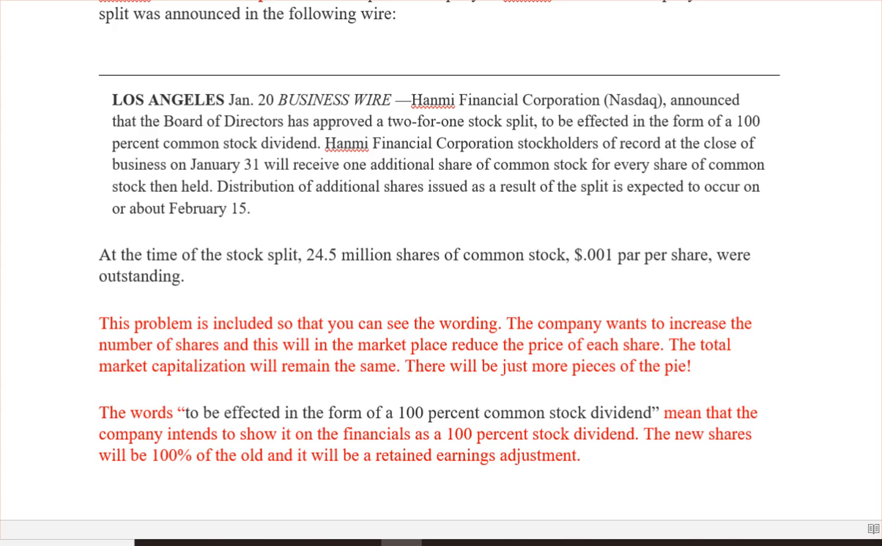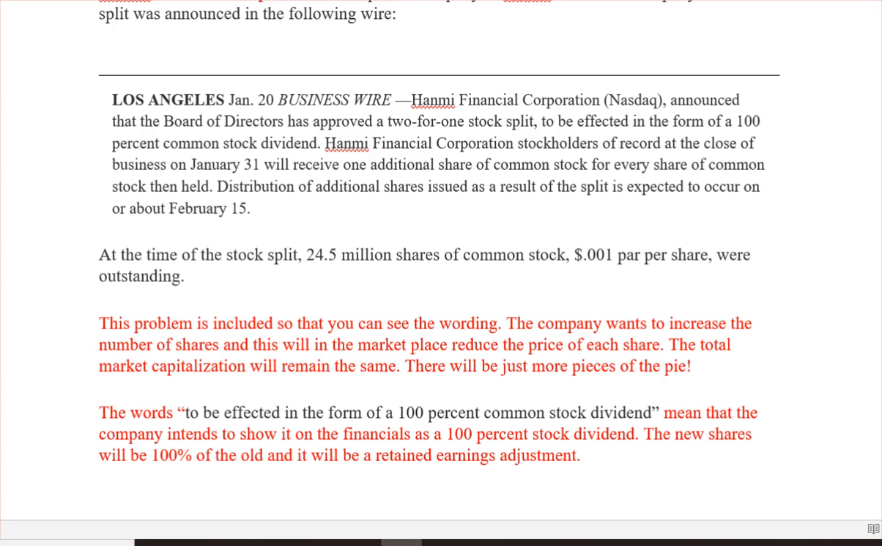So this means if it's a stock dividend, there is a retained earnings adjustment, because anytime you have a dividend, you're going to debit retained earnings. You just jump to that conclusion. Even though they say it's a stock split, they want the investors to know that it's the same as a stock split, but when they do their financials, it's going to show up looking like a stock dividend. So for us, the important words are to be effected in the form of a stock dividend. So for some reason, they want to be debiting retained earnings or using up their retained earnings.